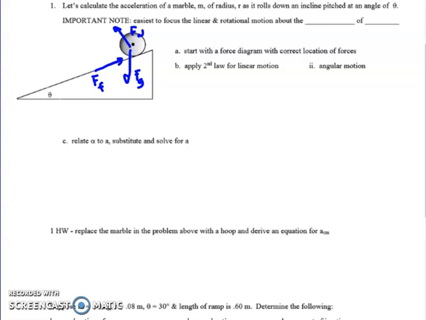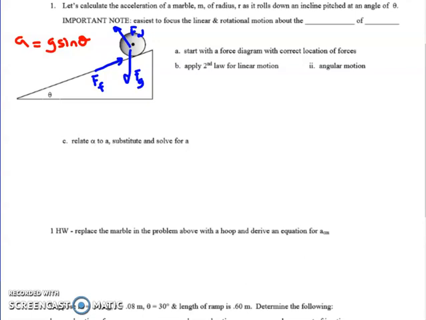So we've done this derivation before for, let's say, a frictionless block or something rolling or sliding down a ramp. And we know that the acceleration, if there's no rotation, is g sine theta. So if it's rolling, then we anticipate that the acceleration is going to be a fraction of g sine theta.